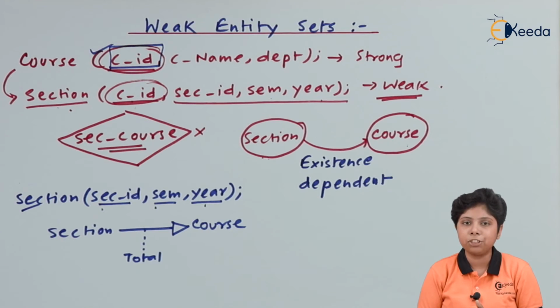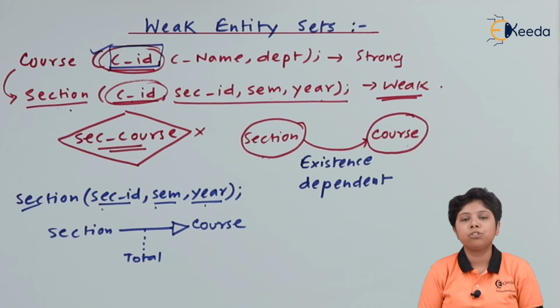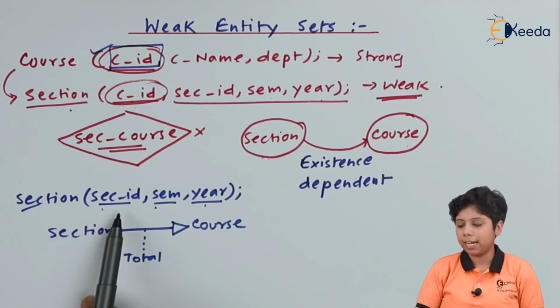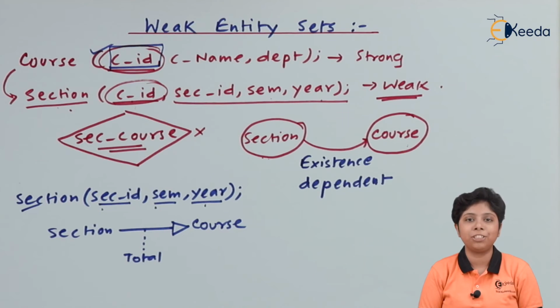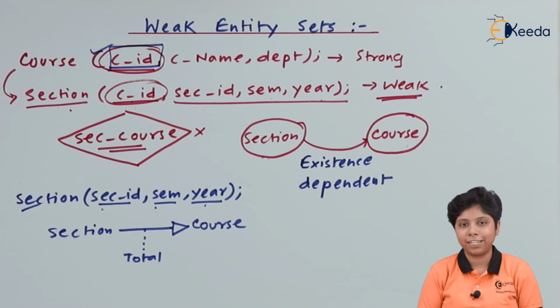Now the discriminator too has the total participation from the section weak entity set to the strong entity set course. Now we can say that the section ID is globally accepted as a unique one to the university. So we can obviously argue why sec ID cannot be the primary key of the relation section. It can happen that the section ID be the primary key of the relation section, but the existence of the relation section is dependent on the course relation. So we cannot have the sections without the course.